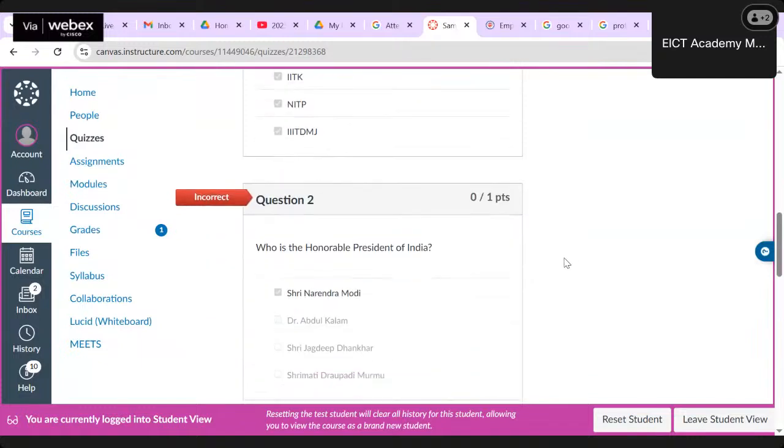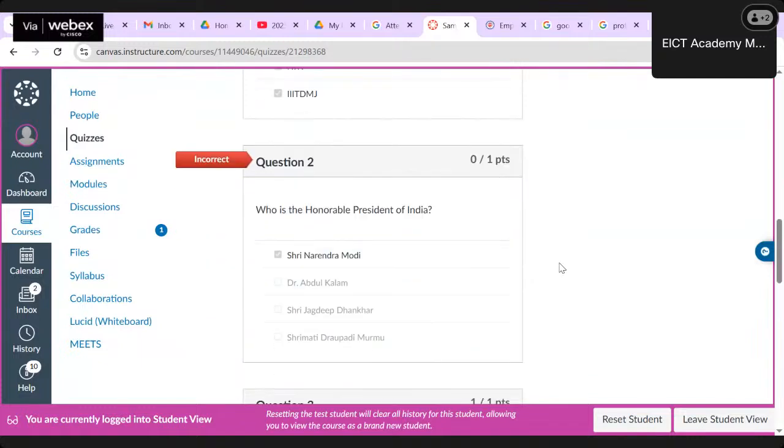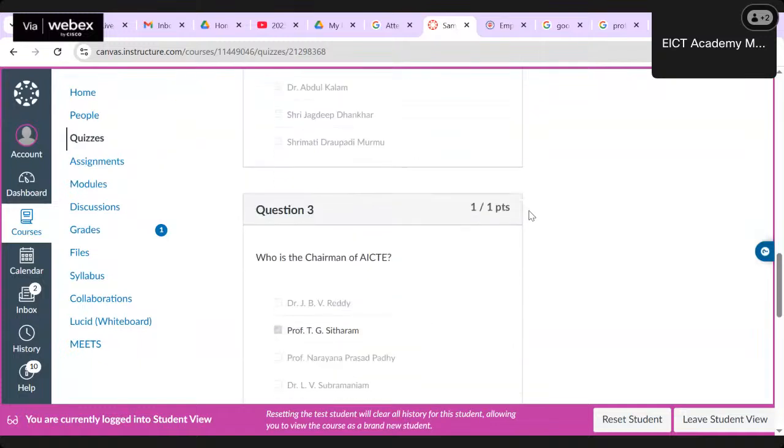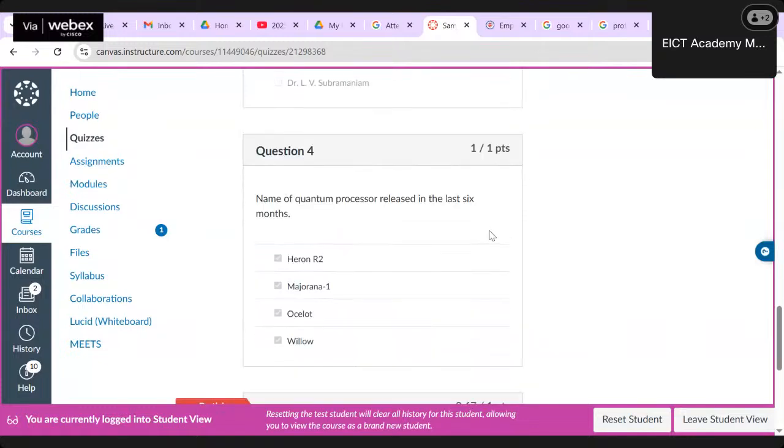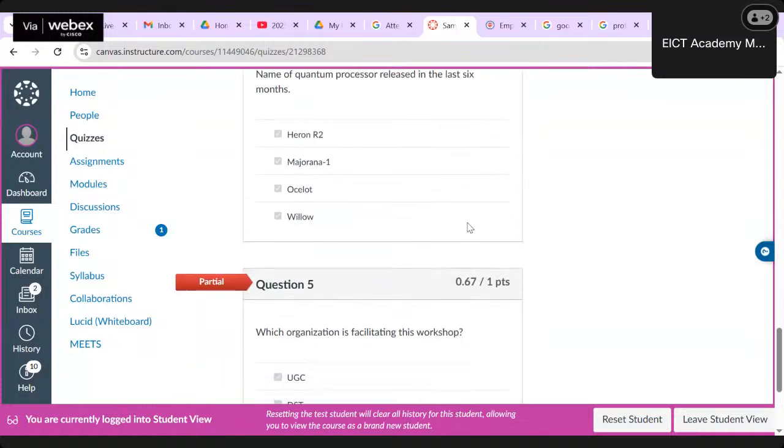When you go to the second question, I wrote Sri Narendra Modi, so it is wrong, so I am getting 0 points. Next, for chairman of AICTE, I have answered correctly, I get 1 point. Like that, here I answered all 4, and all 4 are correct, so that is 1. Yeah, okay, all the best.